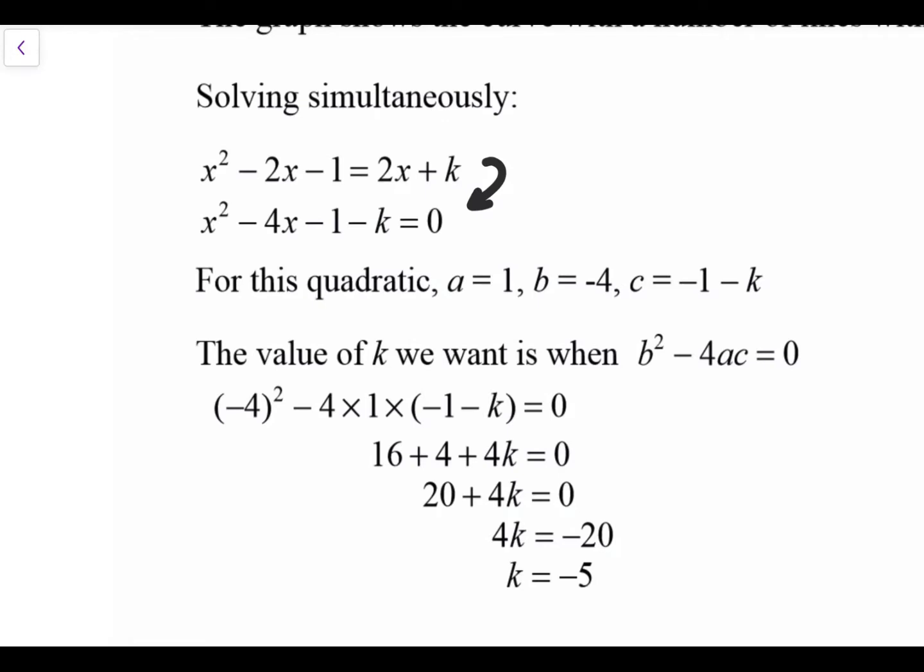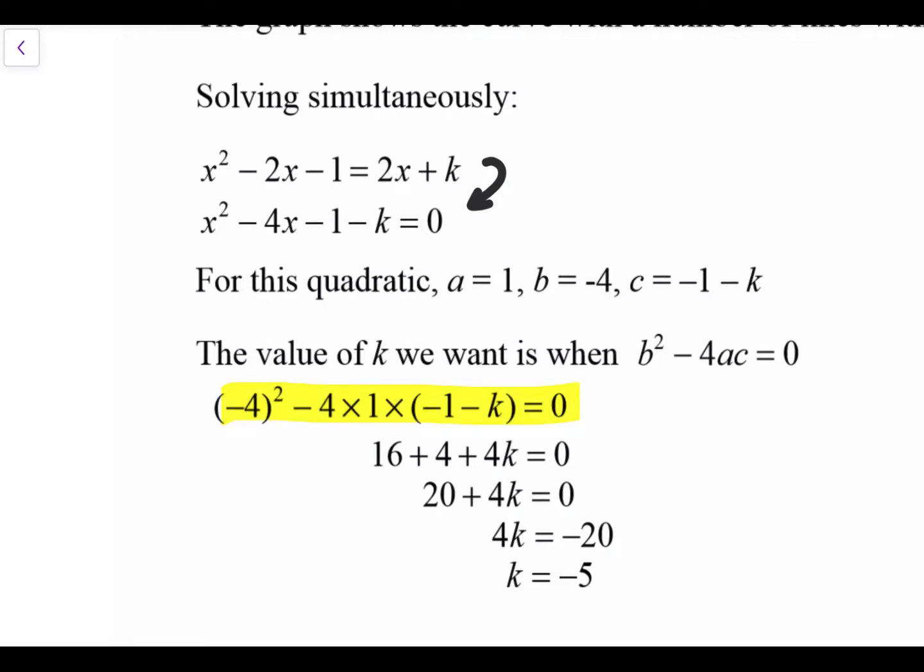So this is a quadratic equation where a is 1, the coefficient of the x squared, b is -4, and c is -1 minus k. That's a little bit tricky to see there, but that's a, b, and c. The value of k that we want is when the discriminant is 0. So b squared minus 4ac equals 0 is this step here.